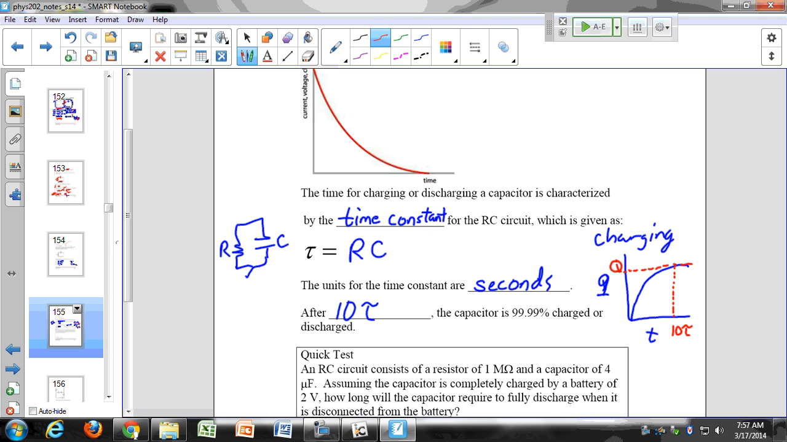This is never actually fully charged, right? An exponential never actually gets to that point of Q, but we say that for all practical purposes, after 10 tau, the capacitor is fully charged. We say it. They say it. I just say it because that's what they say. But that's true, that when your exponential function gets to 10 tau, it's fully charged. Rob?